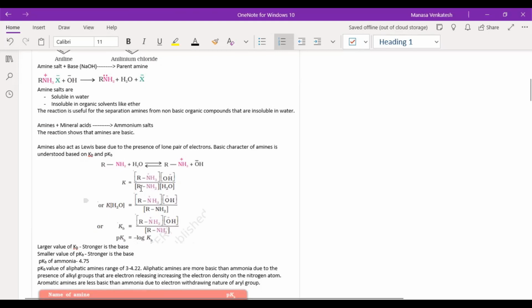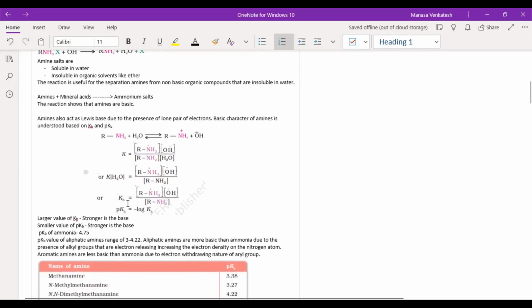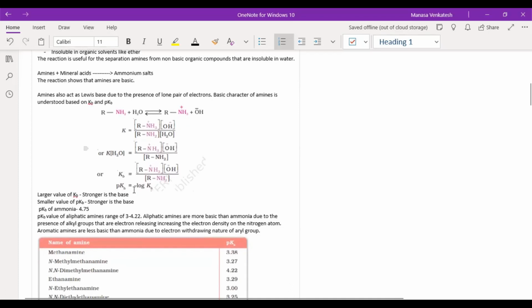Now, this is the K value, which is the concentration of products over reactants. Since H2O is considered to be a constant, we incorporate it into the value of K, and we get the Kb value as the concentration of RNH3 plus times OH minus over the concentration of RNH2. And pKb is going to be minus log of Kb, that is the negative logarithmic value of Kb. Now, the larger the value of Kb or the smaller the value of pKb, the stronger the base. Large value of Kb, small value of pKb, we are getting a strong base.